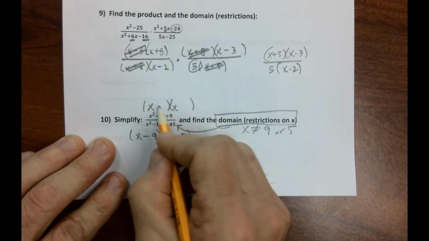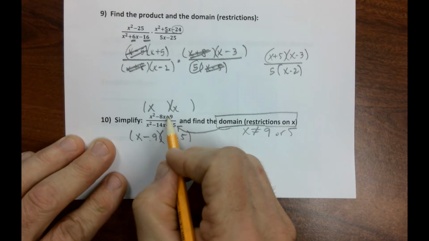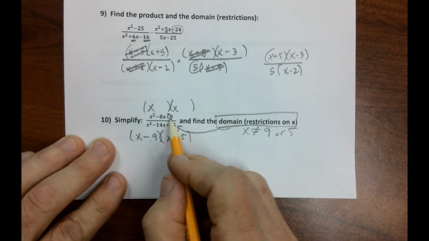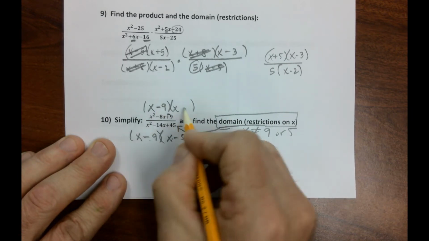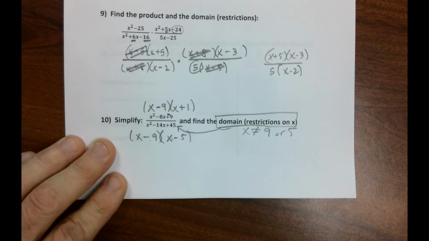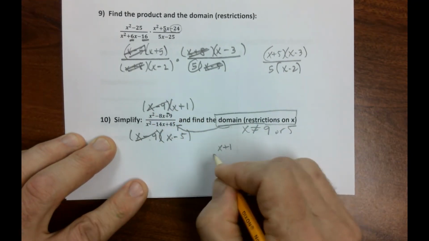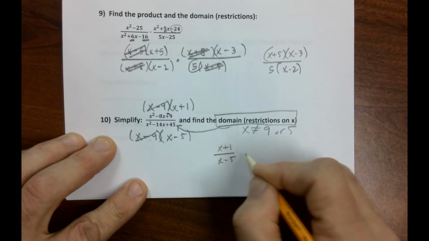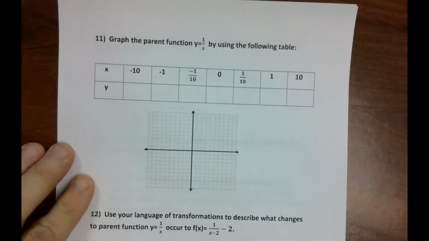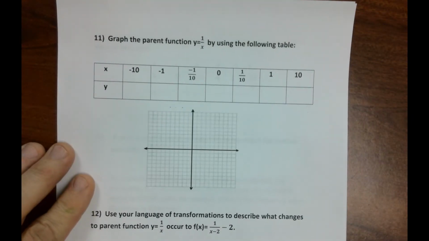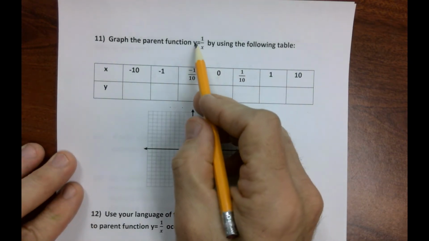That would be, I think I made a typo. It's supposed to be a minus 9. So, knowing that, it's now factorable: x minus 9, x plus 1. I had to tweak that there. And then these cancel. Left with x plus 1 all over x minus 5. That's it. Number 11.